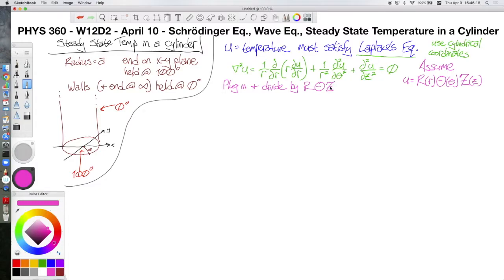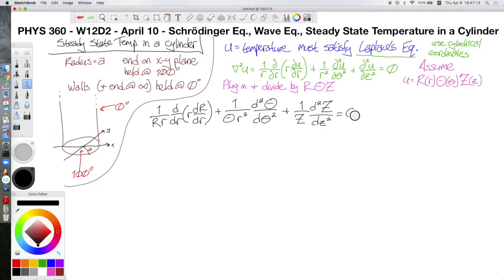So when we do that, we obtain the following. 1 over big R little r, d by dr of quantity r times dR/dr, plus 1 over big Theta times 1 over little r squared times the double derivative of big Theta with respect to little theta, plus 1 over big Z times the double derivative of big Z with respect to little z equals 0.